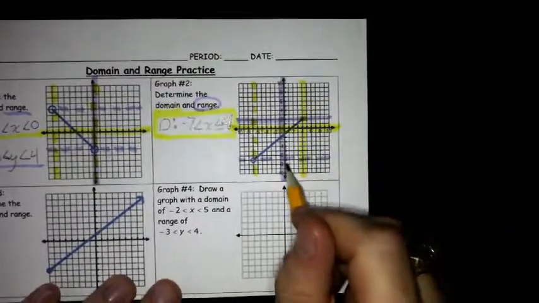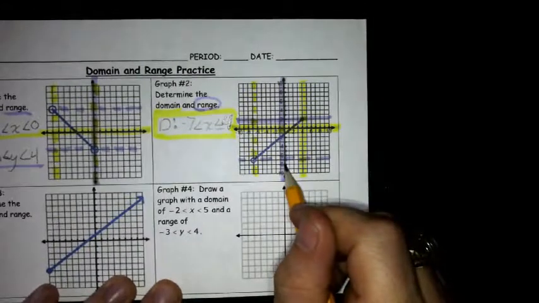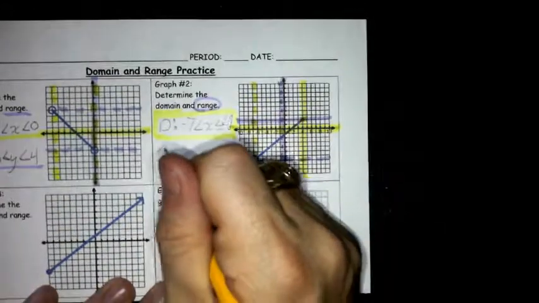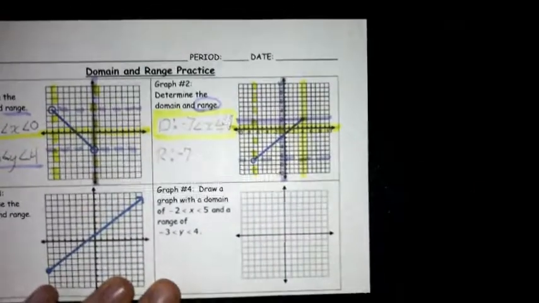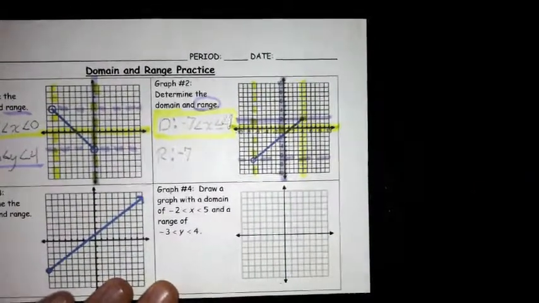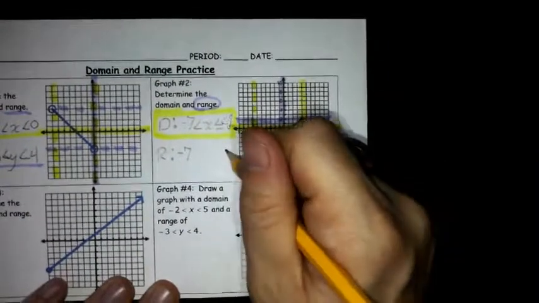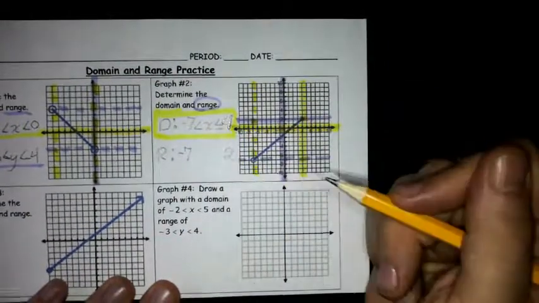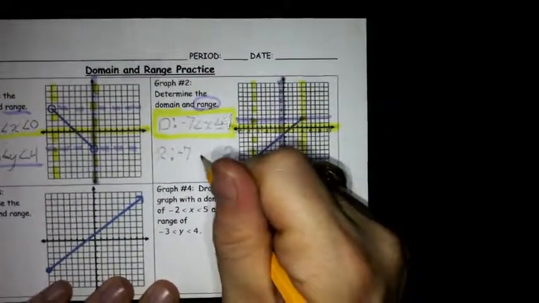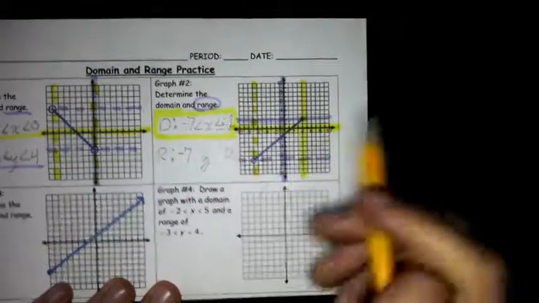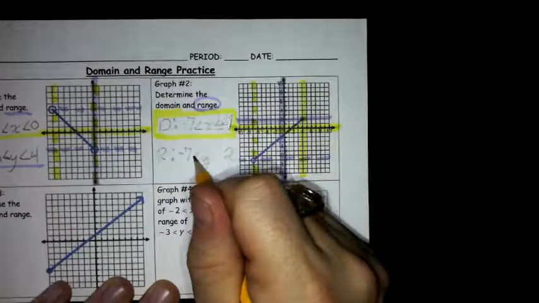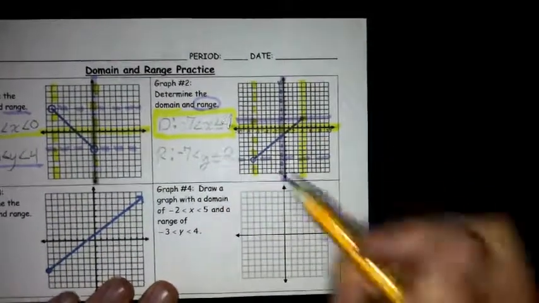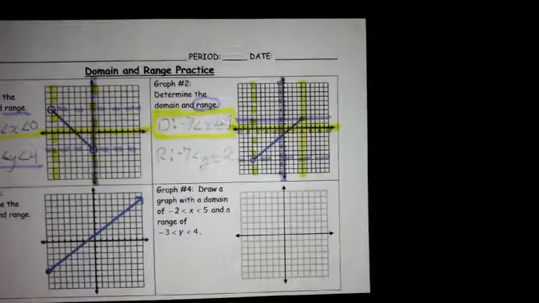My lowest is between negative 6 and negative 8. So my lower range number is again negative 7. My high range number is at 2. Range we know was the letter Y. I do not touch the negative 7, so I put a less than. I do touch the 2, and so that is less than or equal to.